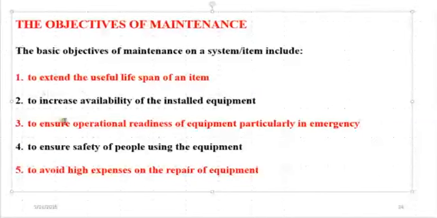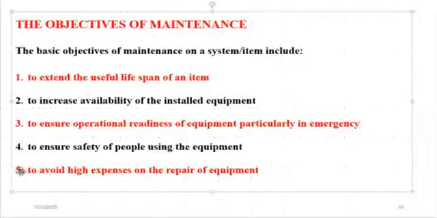Number three is to ensure operational readiness of the equipment, particularly in the emergency situation. Whenever you are maintaining your system on a daily or regular basis, when the emergency comes, you can go and use it without any fear because you maintained it. Another objective of the maintenance is to ensure safety of the people using the equipment, of course. If a machine or an engine is not maintained properly, it will be very hazardous, very dangerous to people using it.